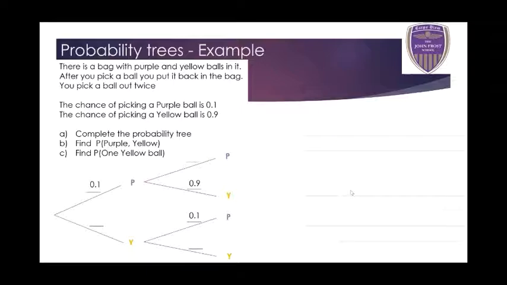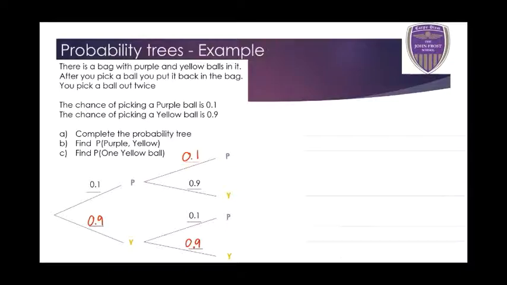So if the chance of picking a purple ball is 0.1, if we then picked a second purple ball, because we put it back, the chance of that purple ball would still be 0.1. If we go back to the start, the chance of picking a yellow ball, we're told, is 0.9. And then again, we're missing the chance of picking this yellow ball. Because we put it back, it would still be 0.9. Okay, so we've completed our tree.